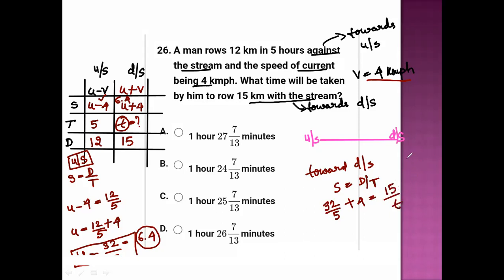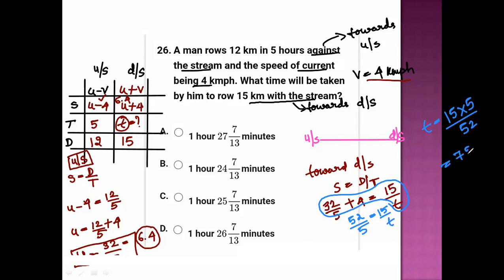So what I will do here, you take the LCM here, 5. So 32 by 5 plus 4 becomes 52 by 5, which is equal to 15 divided by time. Then what is the time here? So time is equal to 15 into 5 divided by 52.